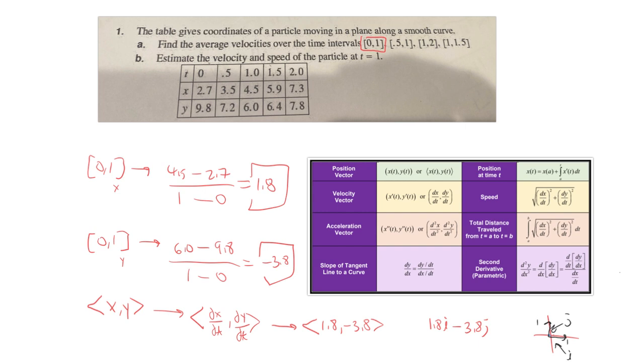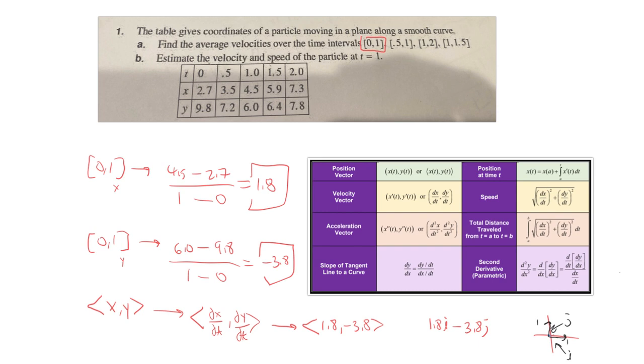When it comes to 1b, estimate the velocity and speed of the particle at t equals 1. Okay, well, first of all, they're mentioning speed here, right? Now, for speed, we would need to use this here. So what we're going to do is find the average velocity at t equals 1. We're going to figure out the components of that, and you're going to put the x component into this position and the y component into this position in order to figure out the actual speed.